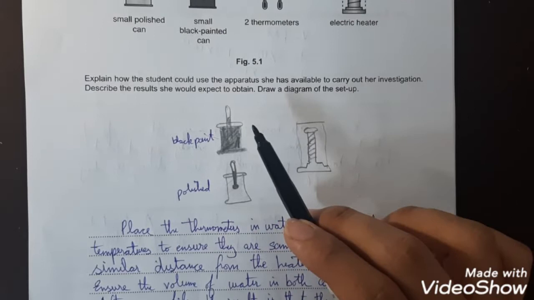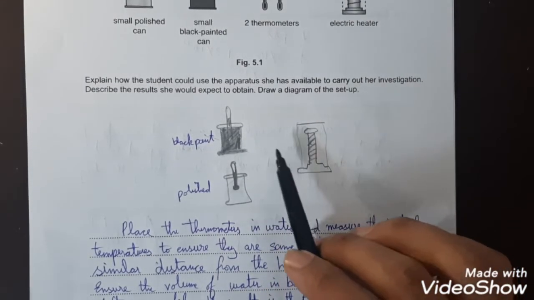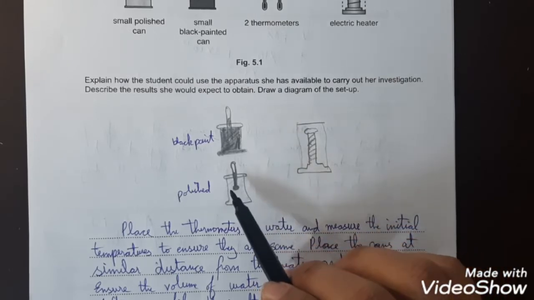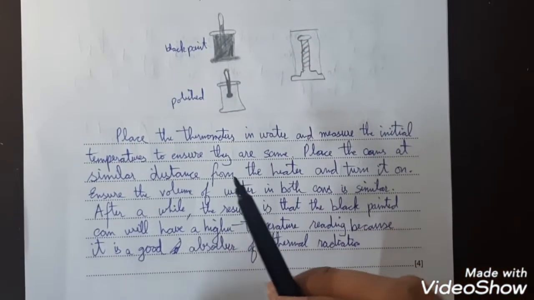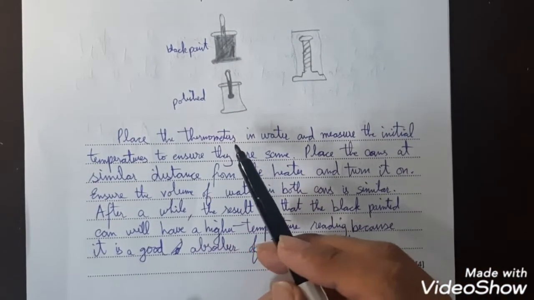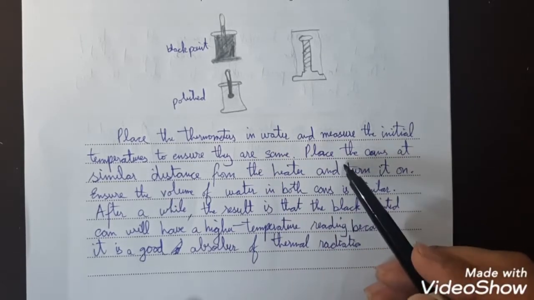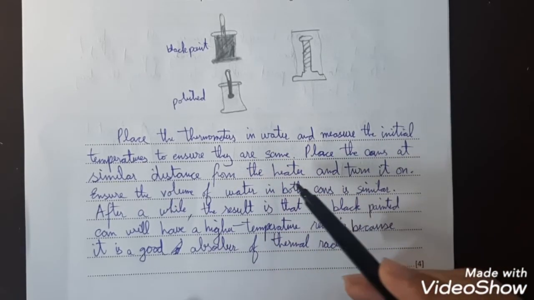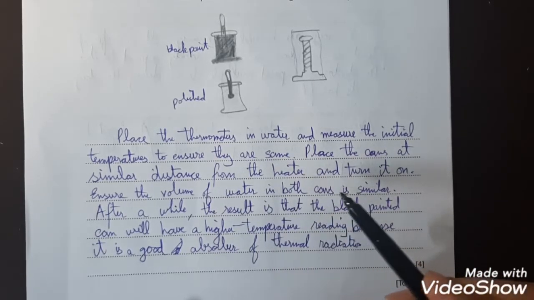So first we will draw a black painted can and a polished can at the same distance from the electric heater and the thermometer in both of the cans. Then the explanation will be: place the thermometer in water and measure the initial temperature to ensure they are the same. Place the cans at similar distance from the heater and turn it on. Ensure the volume of the water in both cans is similar.